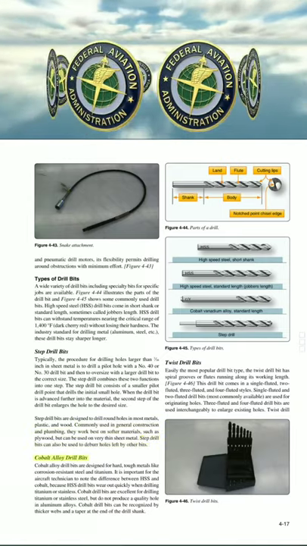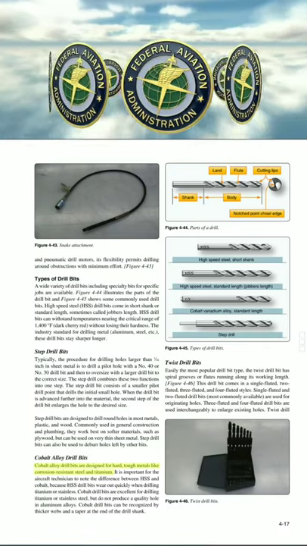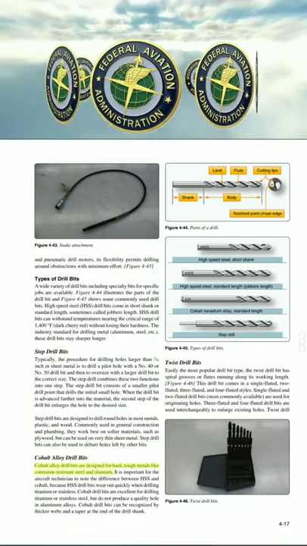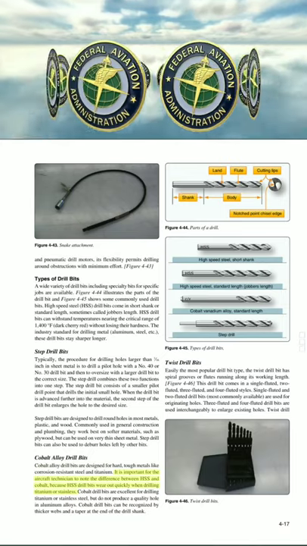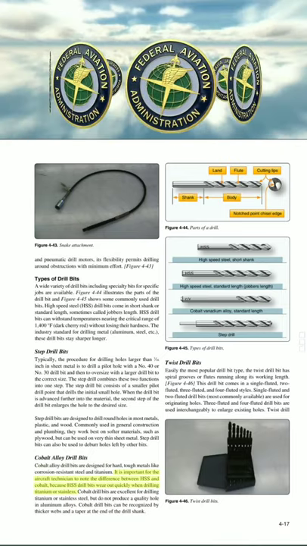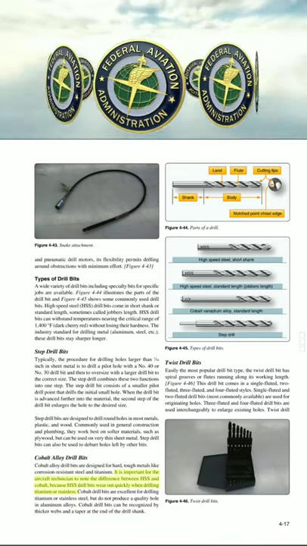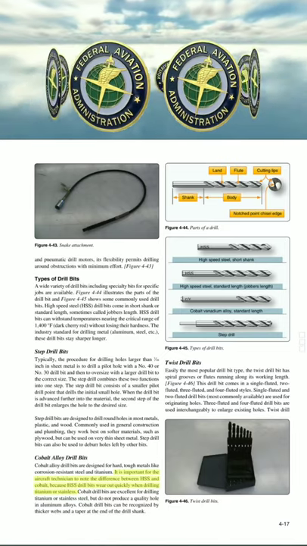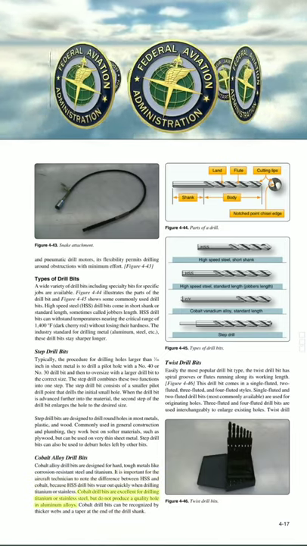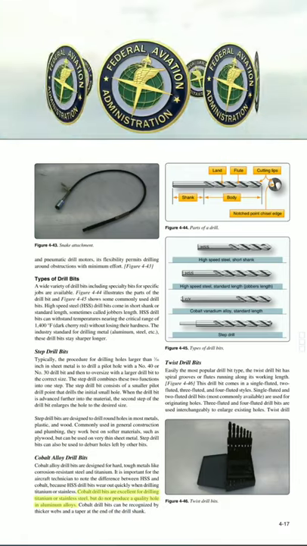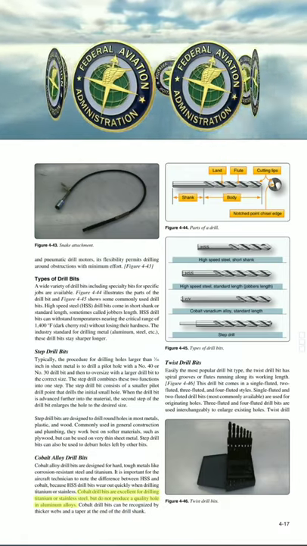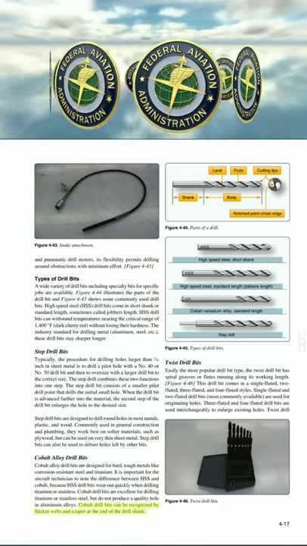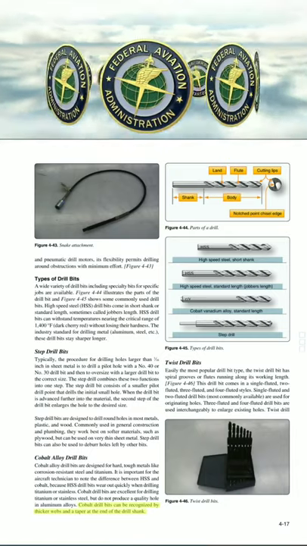Cobalt alloy drill bits. Cobalt alloy drill bits are designed for hard, tough metals like corrosion-resistant steel and titanium. It is important for the aircraft technician to note the difference between HSS and cobalt, because HSS drill bits wear out quickly when drilling titanium or stainless. Cobalt drill bits are excellent for drilling titanium or stainless steel, but do not produce a quality hole in aluminum alloys. Cobalt drill bits can be recognized by thicker webs and a taper at the end of the drill shank.